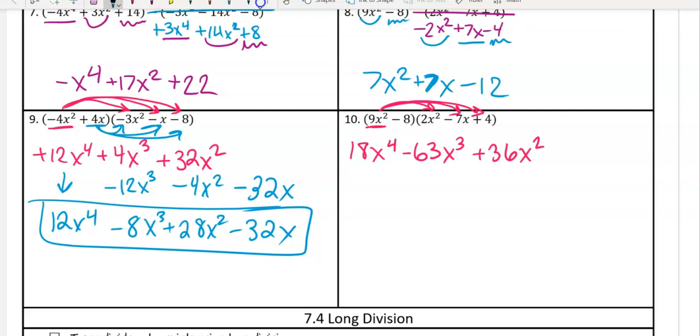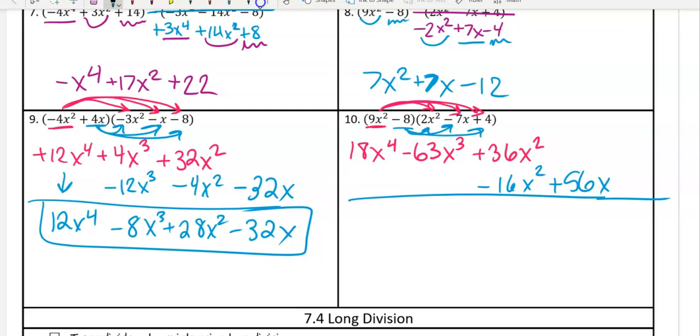Now we move on to the next term, negative 8. Negative 8 times 2x squared is, negative 8 times 2 is negative 16x squared. And make sure we align the like terms. So the x squared and the other x squared need to go on top of each other. Then we have negative 8 times negative 7. So that's going to be positive 56x. And then negative 8 times 4, which gives us a negative 32.